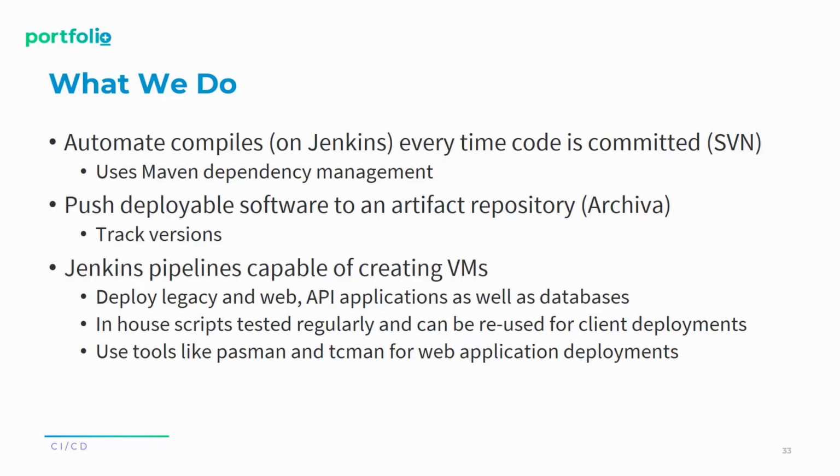And more recently, we're getting into Jenkins pipelines that are capable of creating new VMs and deploying our legacy application, our databases, and our new PASOE applications to those VMs for use by our developers, our testers, for demos or whatever. We're still learning on that one, but this is where we're going with the CI/CD pipelines, and it's why those early steps and the compiles are important. It enables all of this stuff.